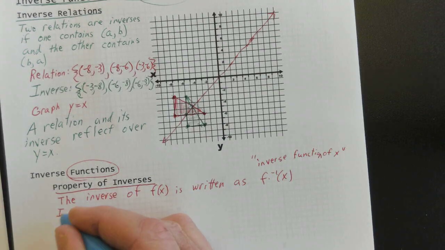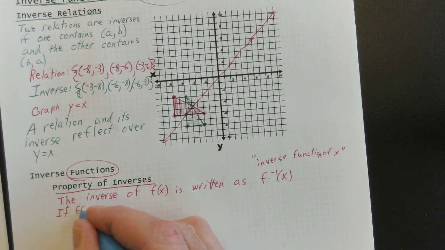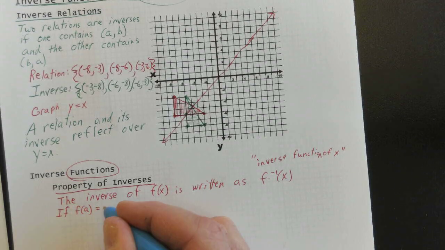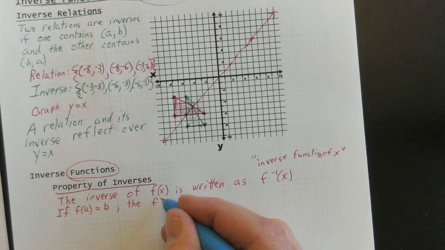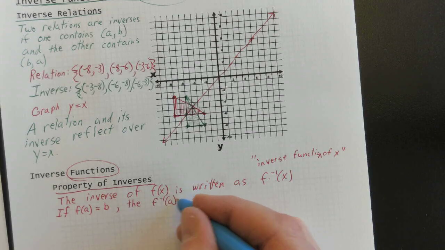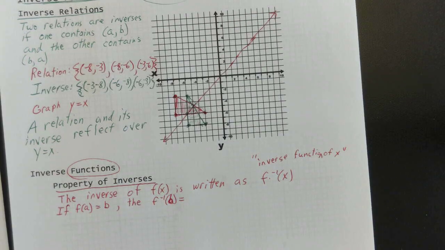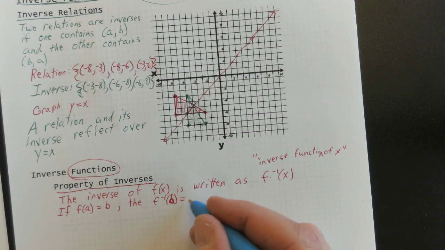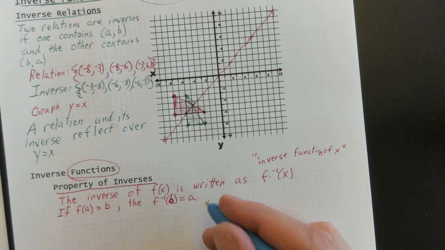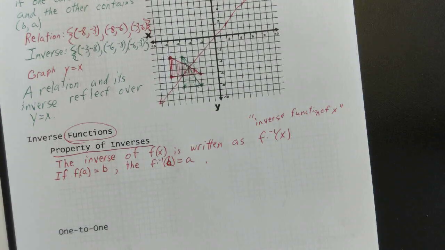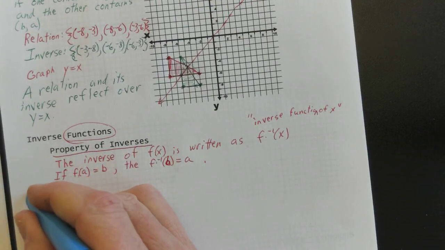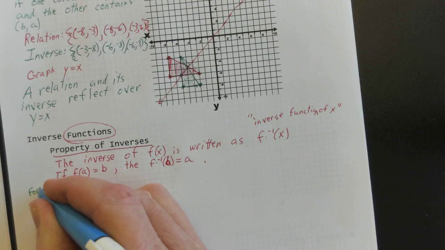Now, if f of a is equal to b, then the inverse function of b is equal to what? It is a. Okay, and that's for all a's and b's, for function and inverse function. Now, I'm going to give you an example of a function and an inverse function, and this actually works.